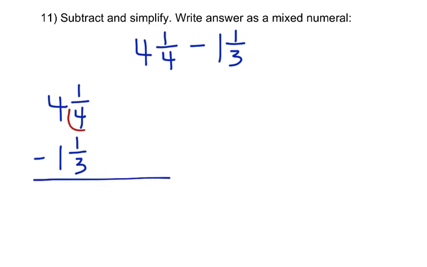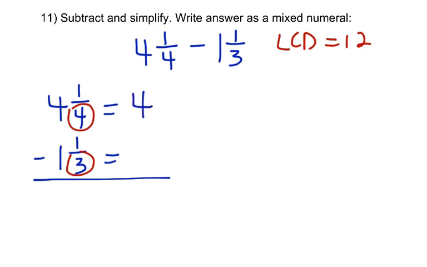And I'm going to focus on these denominators of 4 and 3. I see they're not alike, and I know that in order to add or subtract, I have to have like denominators. So 4 and 3 both go into 12. So that's going to become our new denominator. I'm going to go ahead and rewrite the whole and focus just on the fractions, making 12 our new denominator.